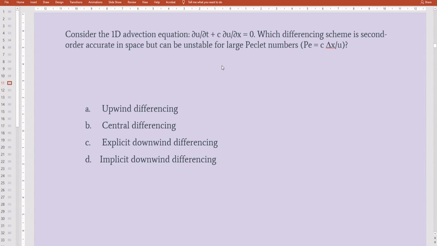So next question, consider the 1D advection equation, that is dou u by dou t plus c into dou u by dou x is equal to 0. Which differencing scheme is second order accurate in space but can be unstable for large Peclet numbers? You can box your answer.